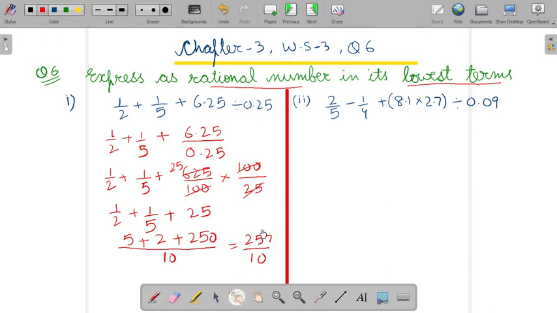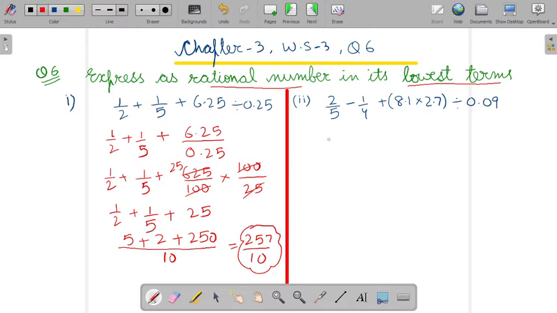Now in this case you will not convert it in decimal, because here it has been asked that you will express it in the form of rational number and in lowest term. So you will keep the answer in rational form. Now you have to check whether you can cancel these two terms. No, we can't cancel these two terms. So this would be the final answer.